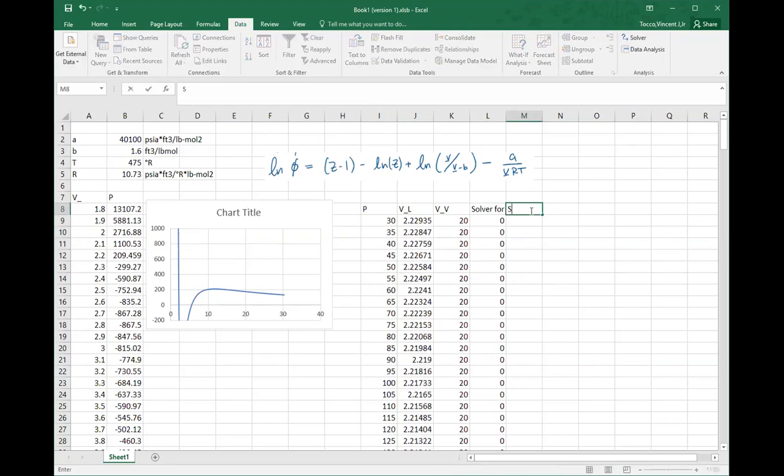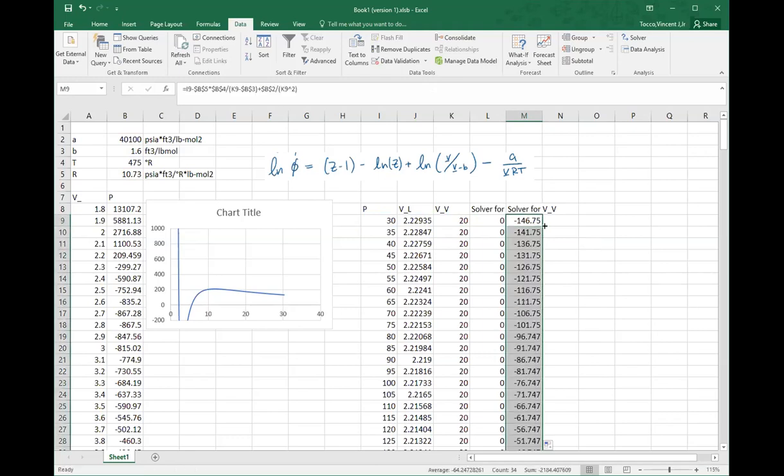Now I need another column that says solver for V sub V. And in this cell, I want to copy the formula from here, but I need to make sure that I'm getting the right values, and the only value I need to change is the p-value. All right, okay, so it should be like so.